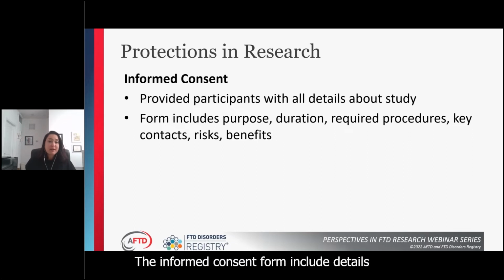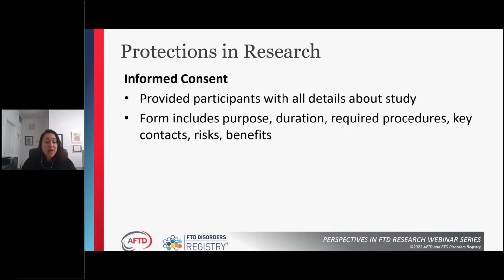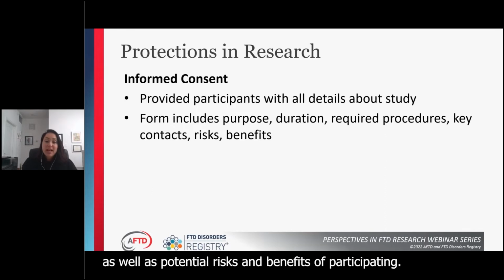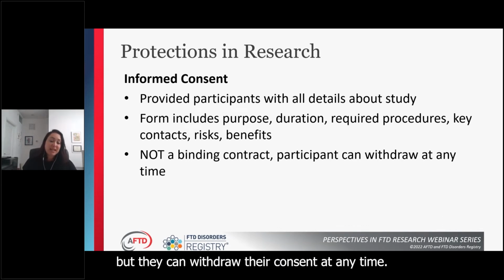The informed consent form includes details about the study, such as the purpose, how long the study will last, what procedures will be included, contact information for site staff, as well as potential risks and benefits of participating. And again, this is not a binding contract. Participants do have to sign the form before any research can begin, but they can withdraw their consent at any time.